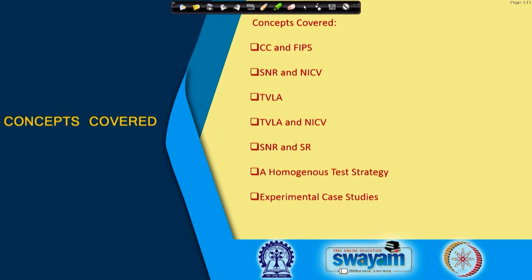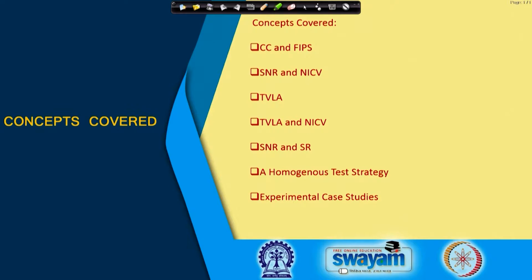We shall be trying to look at the merits and demerits of both, essentially trying to understand what they stand for. We shall look into some parameters of both CC as well as FIPS, for example the signal to noise ratio, or SNR, as we have seen. There is another important parameter called NICV. We shall also look into a test approach commonly called the test vector leakage assessment, or TVLA, and see the link between TVLA and NICV.